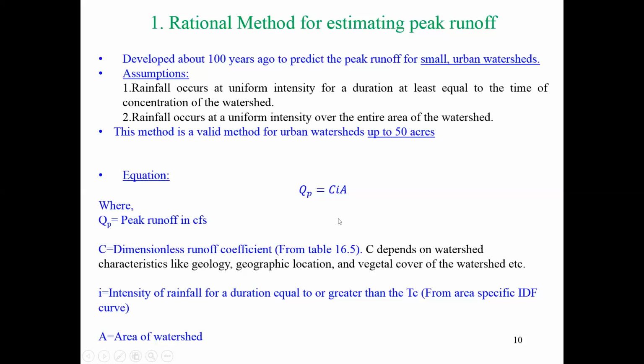I is the intensity. Intensity means the amount of water per unit time. So it can be inch per hour, feet per second, or inch per second, something like that. And A is the total area of the watershed. Okay.